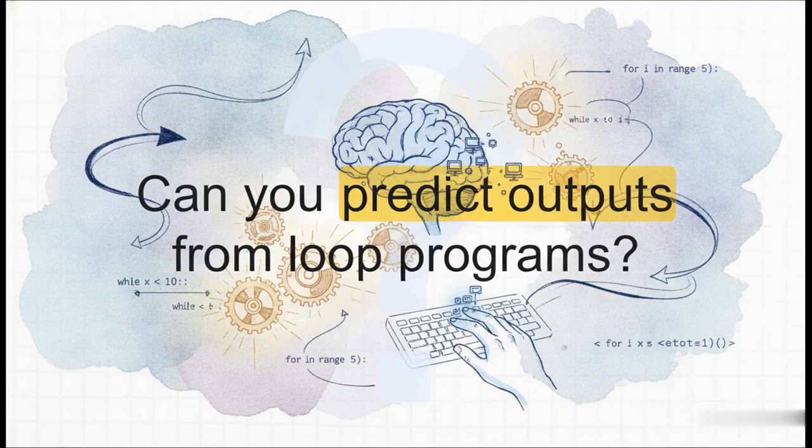Which brings us to a final provocative thought for today, inspired by the source's quiz section. Before you even hit run on your computer, can you perfectly predict the output from your loop programs? Like, can you trace the logic of your for and while loops step by step entirely in your own head? Mastering loops isn't just about memorizing syntax. It's about seeing that automated future before it even happens on the screen. So dive in, write those loops, and take absolute control of your code.